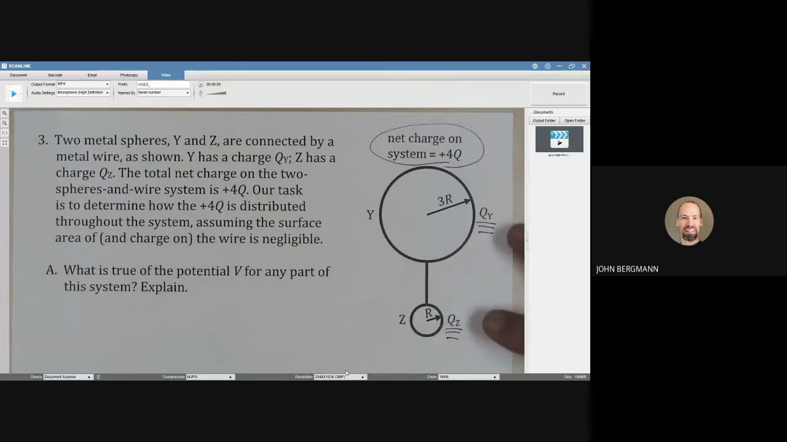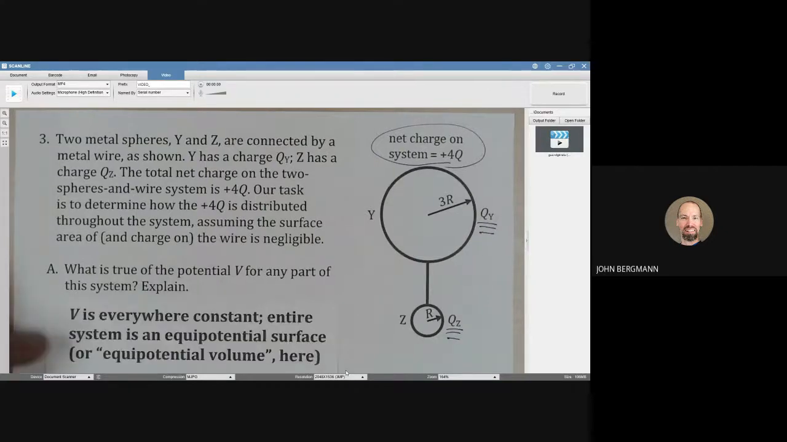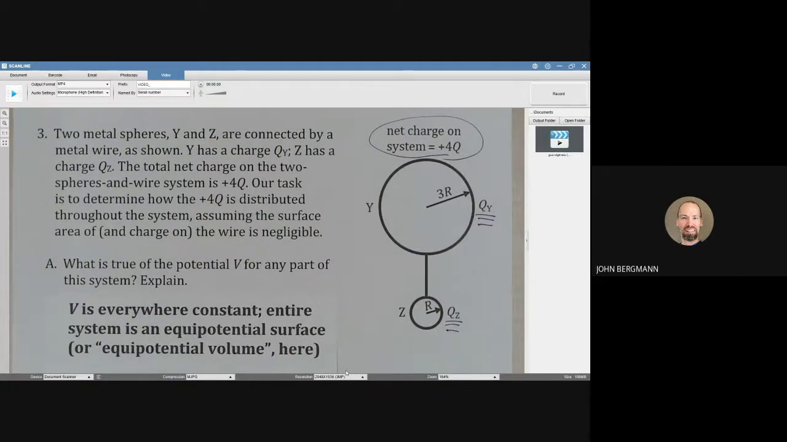They each have some amount of charge to start with before we connect them. And the total charge we know to be 4q. Now, when we connect this, what's going to be true of the potential for any part of this system? The answer is that it will be constant. The entire system will be an equipotential volume.